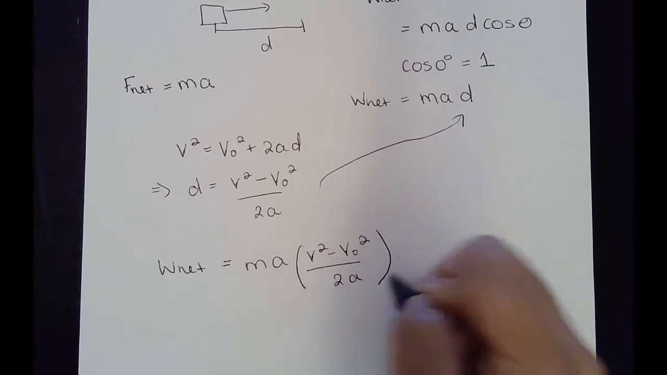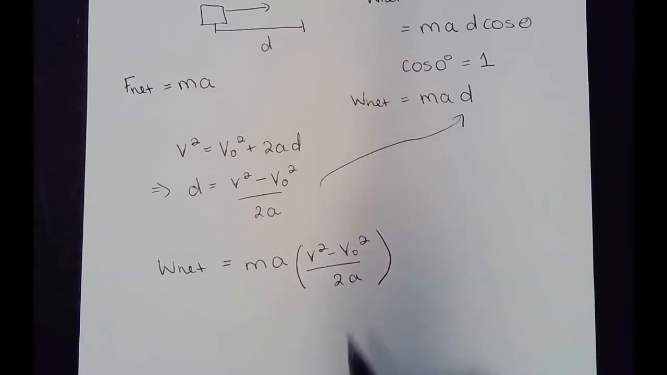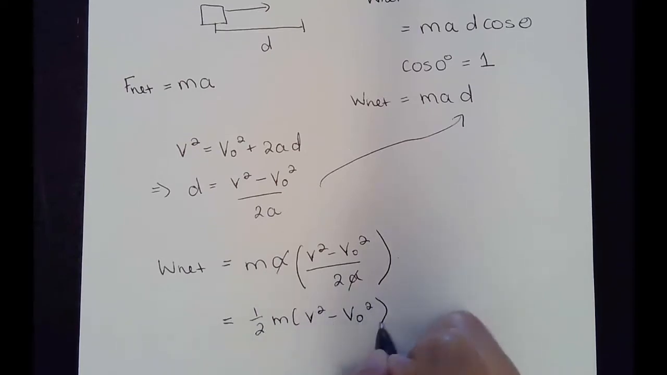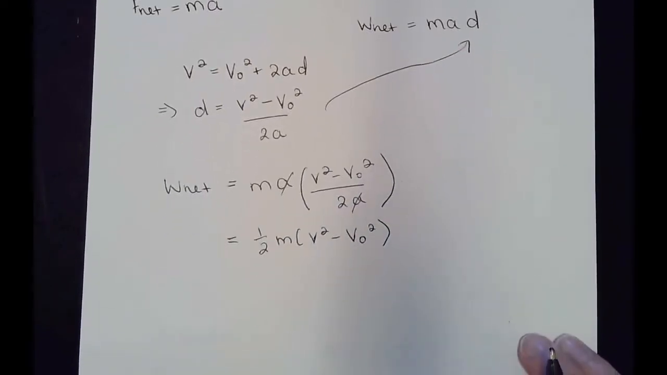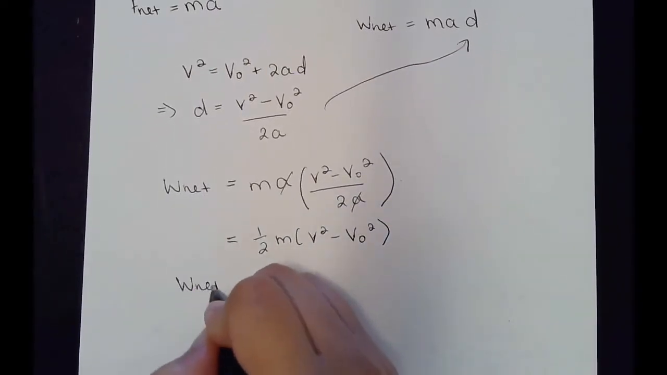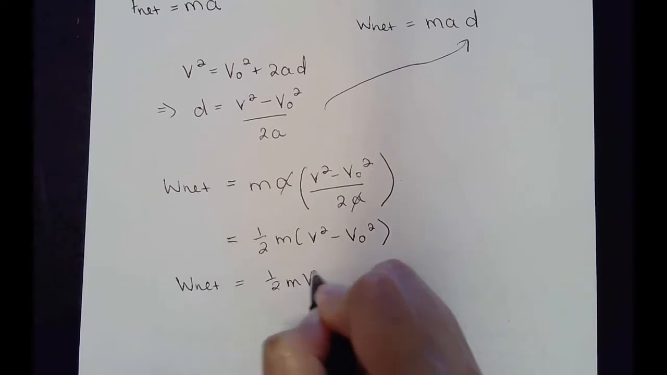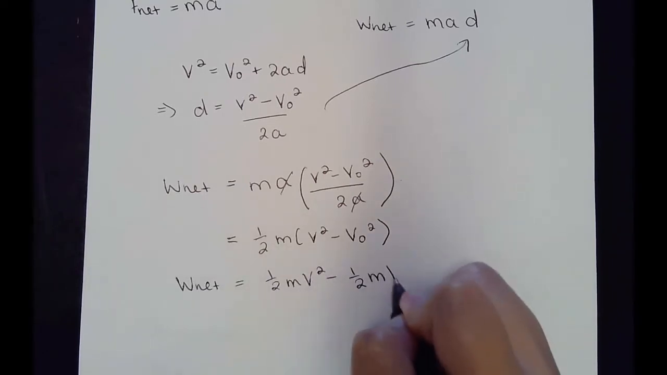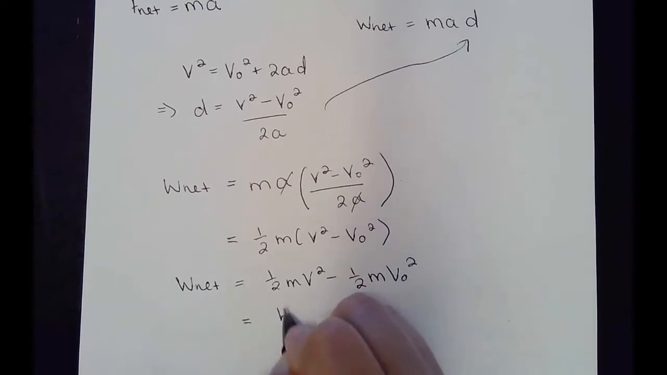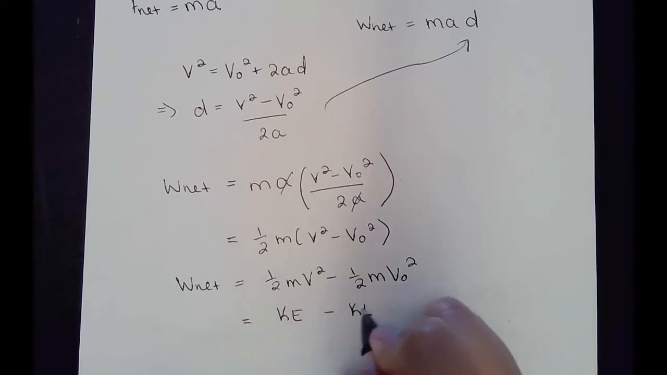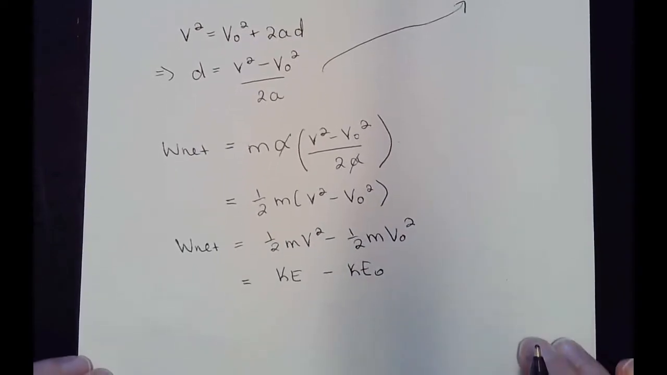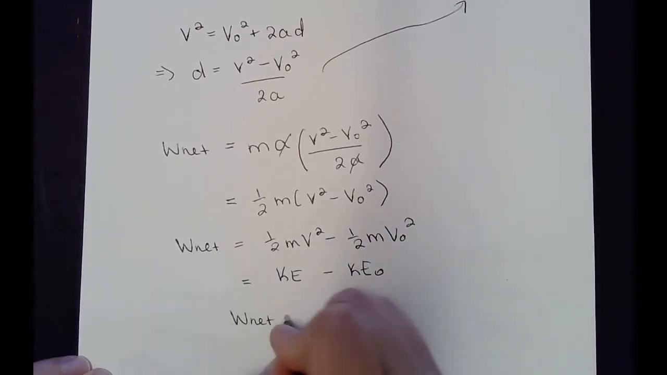And you can probably already see where this is going now. So I'm going to cancel these factors of the acceleration. And then I have this factor of 1/2, so 1/2 m times v squared minus v naught squared. So the net work equals 1/2 m v squared minus 1/2 m v naught squared, which is KE final minus KE initial. So we have the net work equal to the change in kinetic energy.